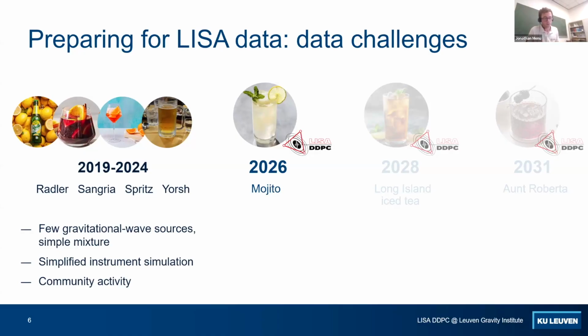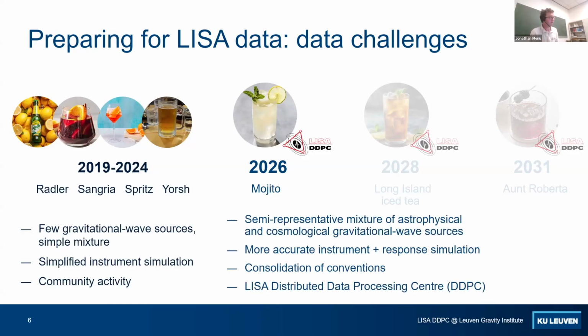Now, since the mission adoption, the formal DDPC entity has started to function, together, of course, with the NASA ground segment. We are now moving to these more semi-representative mixtures of astrophysical and cosmological sources.